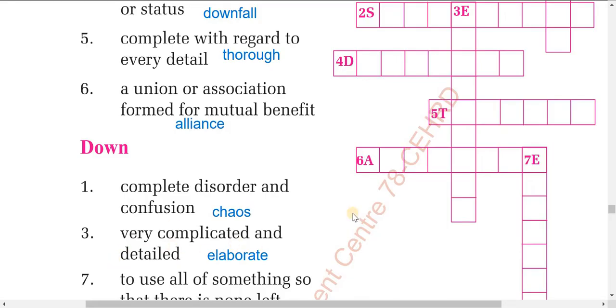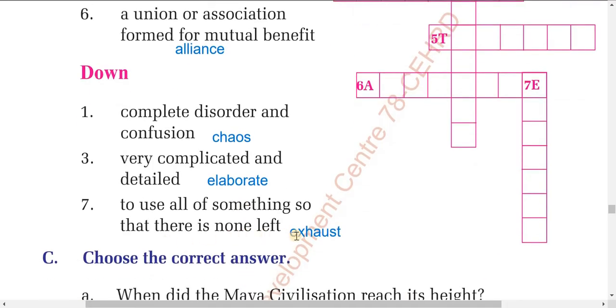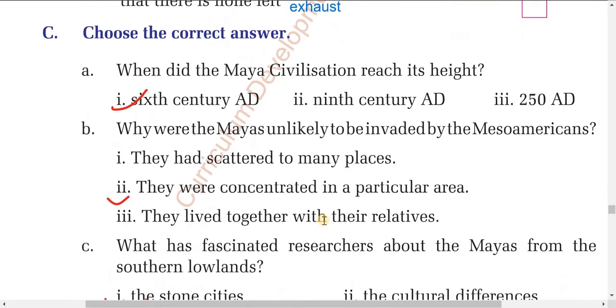Now 3: very complicated and detailed. Here 3. ELABORATE. Elaborate. Look at here, the word elaborate. Now 7: to use all of something so that there is none left. This word is exhaust. EXHAUST. Now, dear students, choose the correct answer from here.